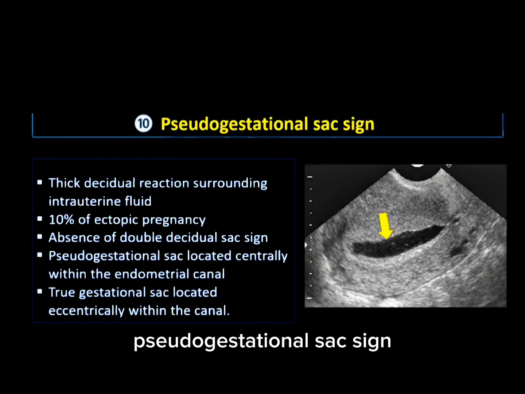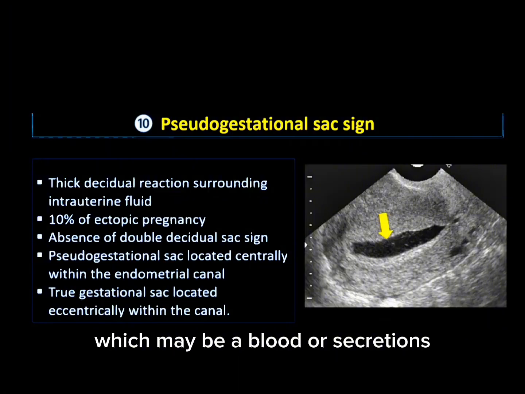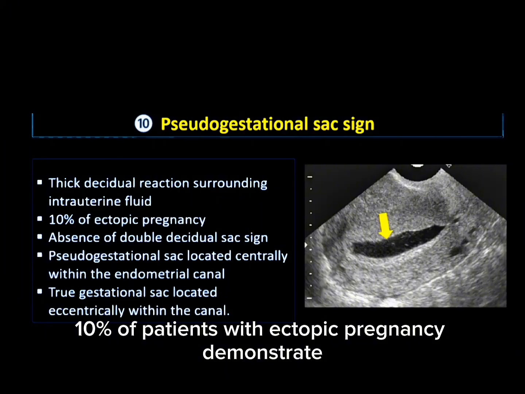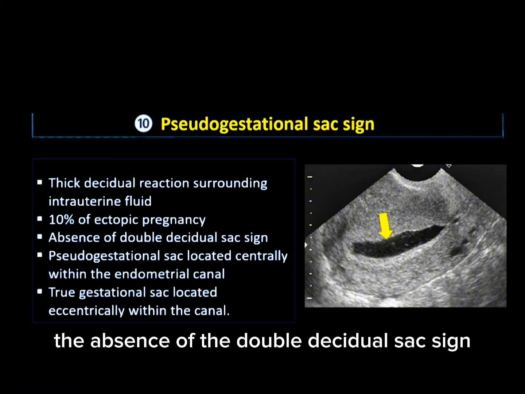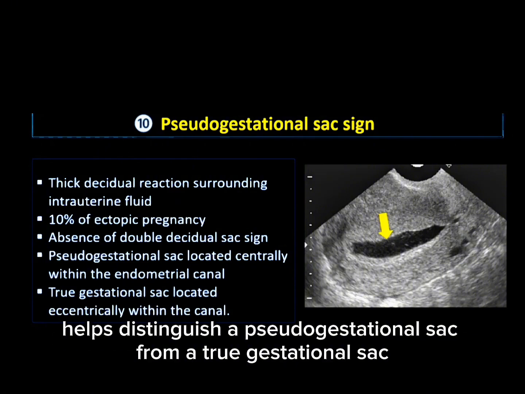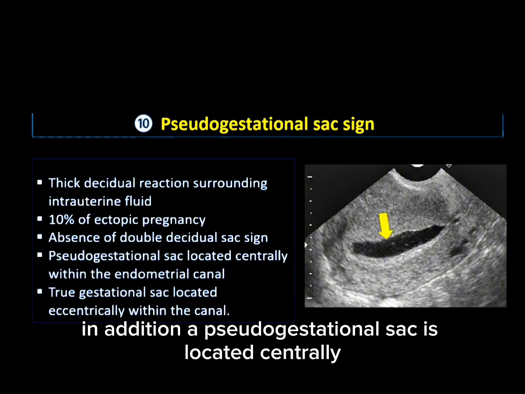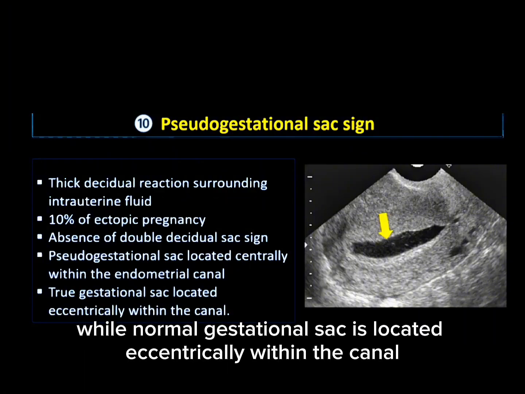Pseudogestational sac sign. A pseudogestational sac represents a thick decidual reaction surrounding intrauterine fluid, which may be blood or secretions. 10% of patients with ectopic pregnancy demonstrate a pseudogestational sac. The absence of the double decidual sac sign helps distinguish a pseudogestational sac from a true gestational sac. In addition, a pseudogestational sac is located centrally within the endometrial canal, while a normal gestational sac is located eccentrically within the canal.